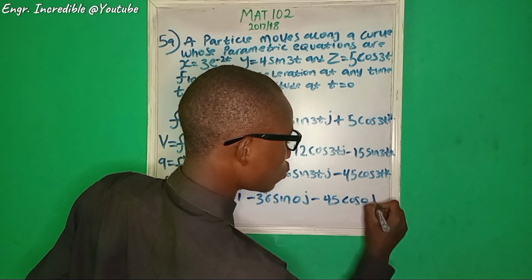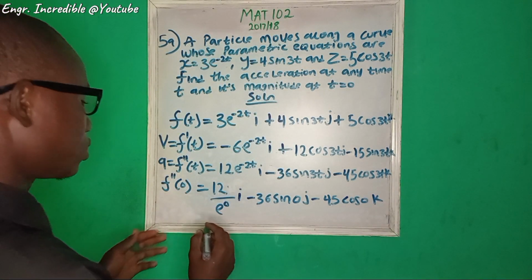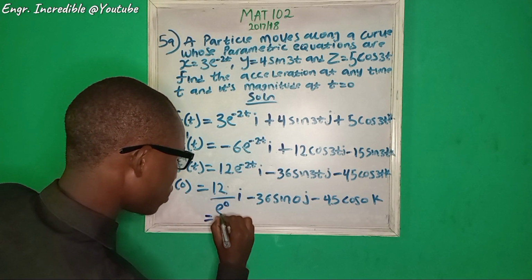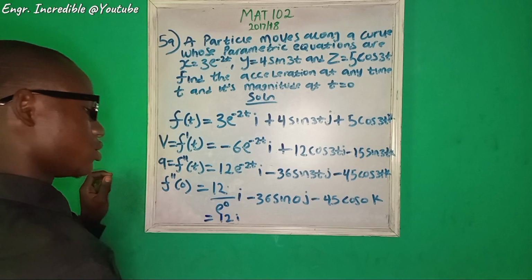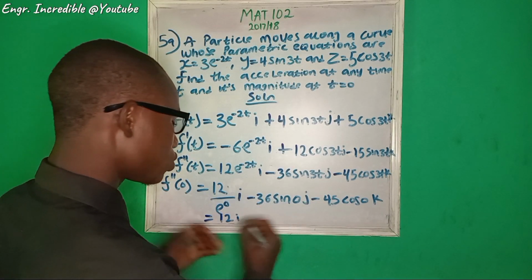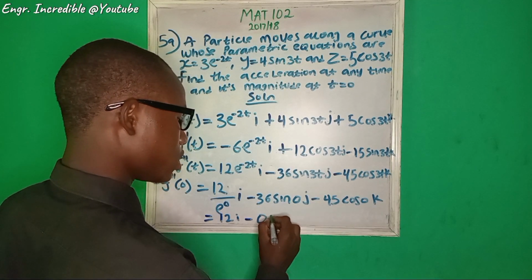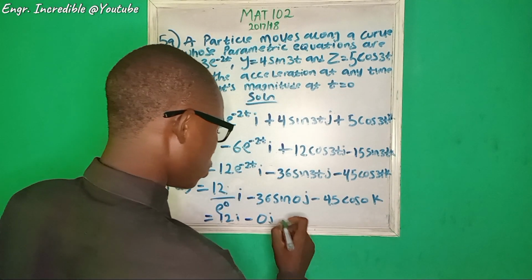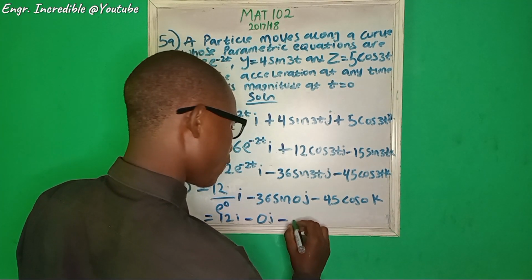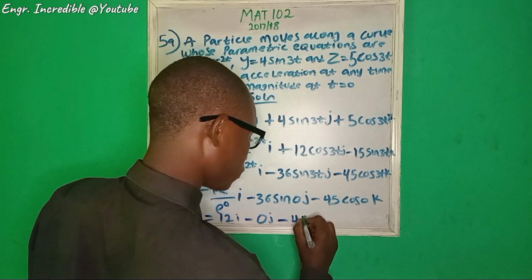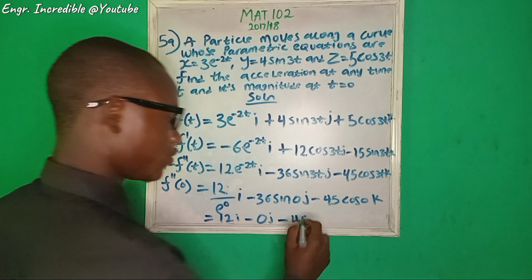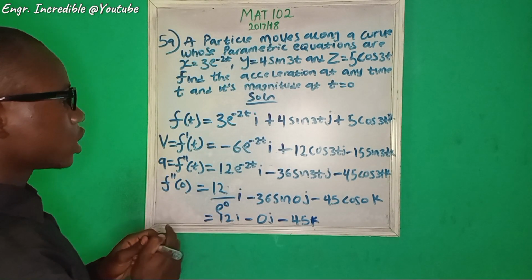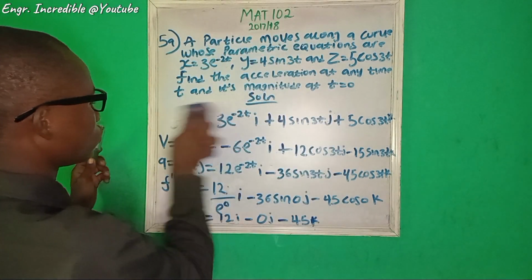cos 0 k. So now if we try to calculate it, e raised to the power 0 is equal to 1. So we have here 12i, then 36 sine 0 is equal to 0. So that is minus 0j. Then cos 0 is equal to 1, so that is minus 45 cos 0, equal to 45k. So now these are the components. So they told us to find the magnitude.